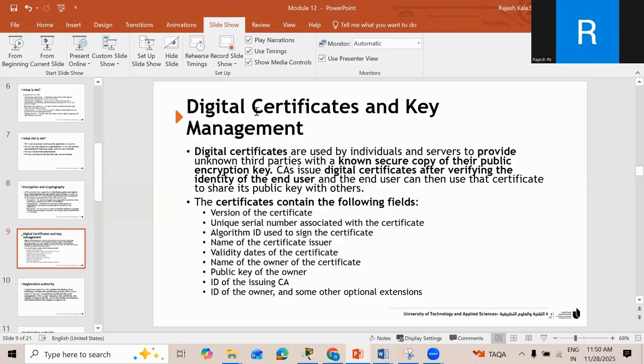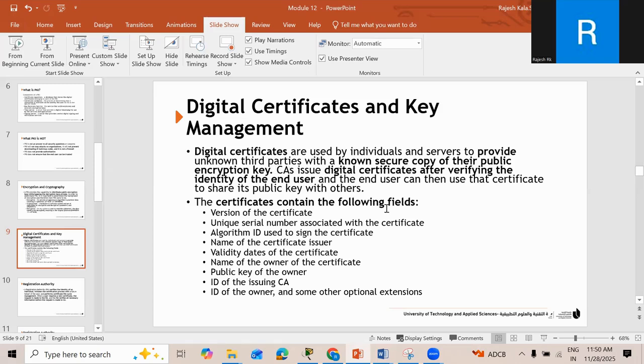Now, what is a digital certificate? As I told you, when an individual wants to prove his identity to a third party or a receiver, we need a digital certificate. This is a copy of their public encryption key. Who will issue this? The certificate authority will issue the digital certificate. First, they have to verify the identity of the user. As I told you, there will be a registration server. They first get the details about the user, then authenticate or verify the user. Once the user is authenticated, the digital certificate will be issued by the certificate authority.